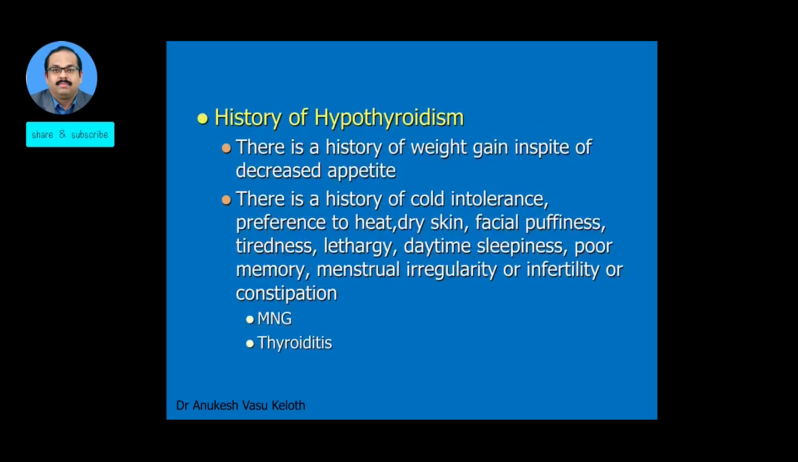Now, what if there was the opposite? There was a history of hypothyroidism. Again, you can ask it as there's a history of weight gain in spite of decreased appetite. There is a history of cold intolerance, preference to heat, dry skin, facial puffiness, tiredness, lethargy, daytime sleepiness, poor memory, menstrual irregularities, mainly menorrhagia, that is increased menstrual flow, or infertility. There's a history of infertility or constipation. Now, the common conditions include multinodular goiter and thyroiditis.